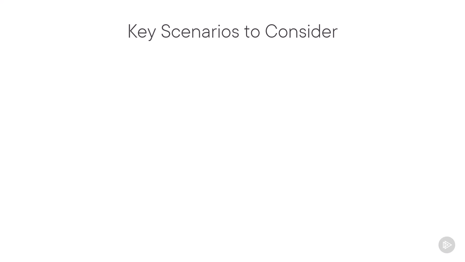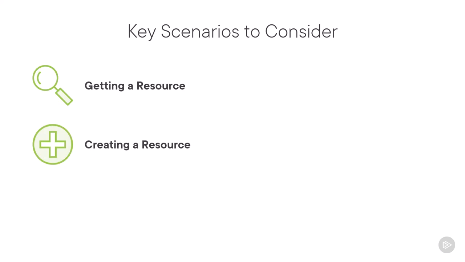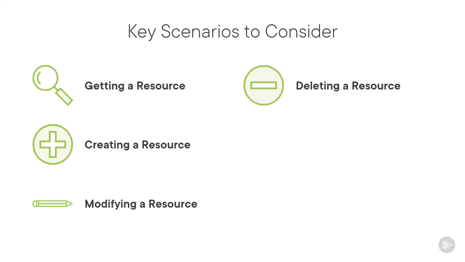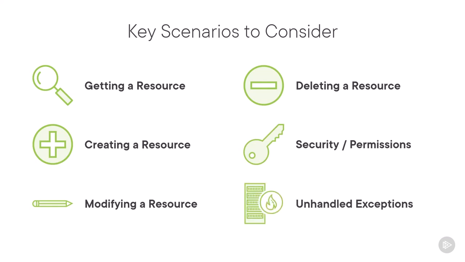Different operations typically have different appropriate status code responses. The key scenarios you will typically encounter are getting a resource, creating a resource, modifying a resource, deleting a resource. Together, these first 4 represent typical CRUD, or create, read, update, delete operations. Additionally, you'll need to consider security and permissions, as well as the possibility of unhandled exceptions.